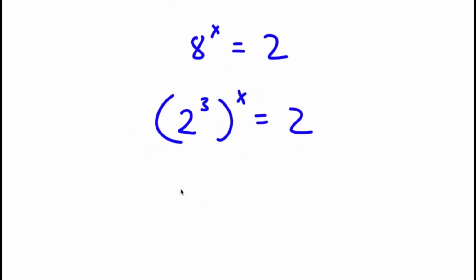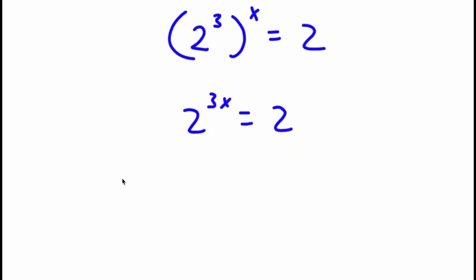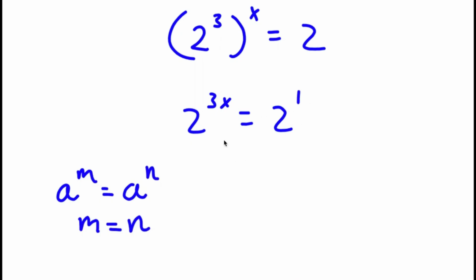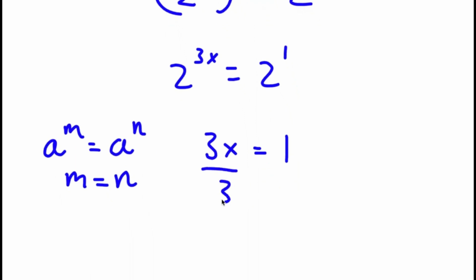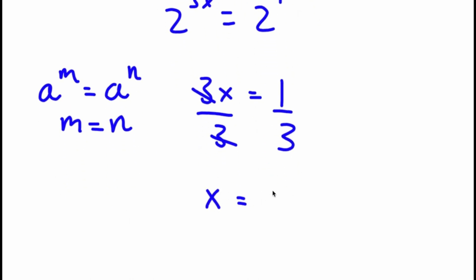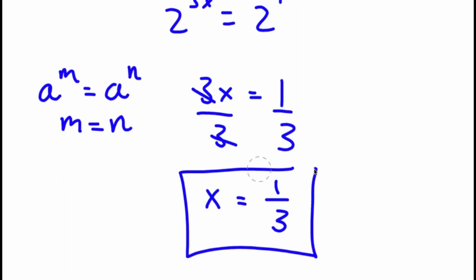And 2 to the power of 3 to the power of x, that's the same thing as 2 to the power of 3x is equal to 2. And now if I have something in the form a to the power of m is equal to a to the power of n, this means that m is equal to n. So in this case, 2 is the same thing as 2 to the power of 1, so 3x is equal to 1. Now to solve this, all I have to do is divide both sides by 3, these two cancel out, and now I'll be left with x is equal to 1 over 3. So this is my answer.